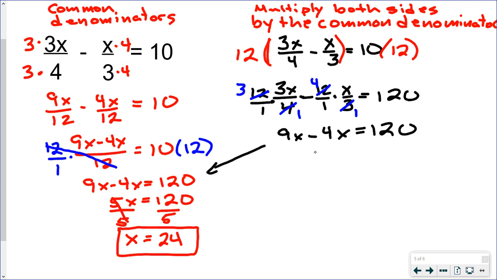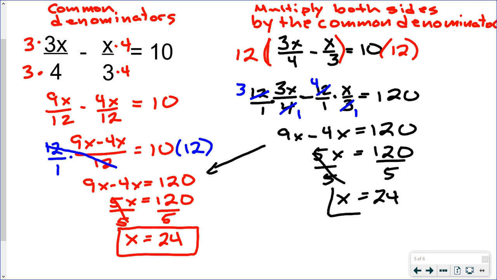So again, 9x minus 4x is 5x. And then you divide both sides by 5. And you get the same answer, x equals 24. So you might want to back that up and watch that again to understand both of those methods.